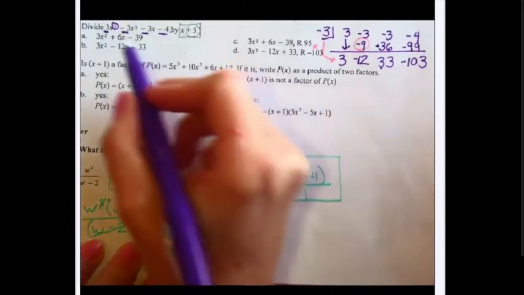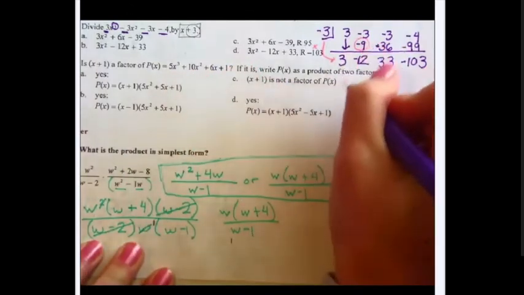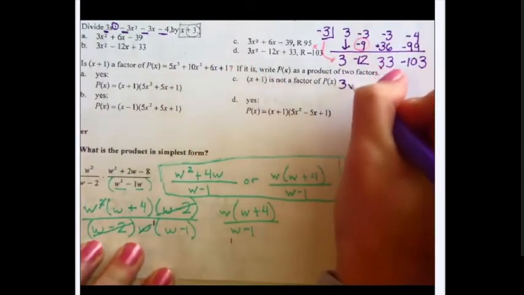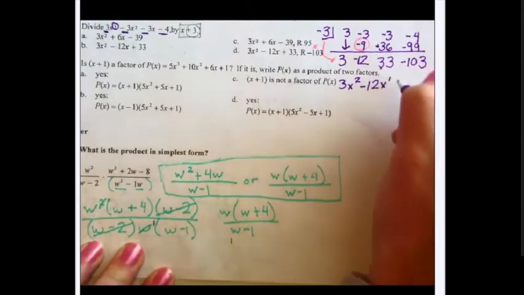So we started with a 3 right here. So we're going to drop down to a 2 when we write it in my answer. So this is going to be 3x to the 2, and then we're just going to follow along. Minus 12x to the 1 plus 33. So we've got 2, 1, no x's.